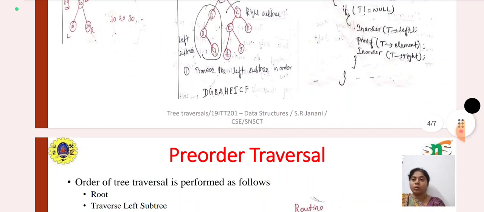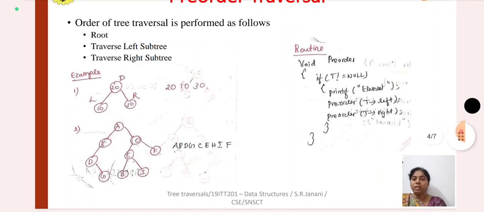Next we will see about pre-order traversal. For this we have root, left and right subtree. For the first example, first we specify the root. So 20 is the root, then on the left side 10, and the right subtree is 30. So this is the answer for the first example.